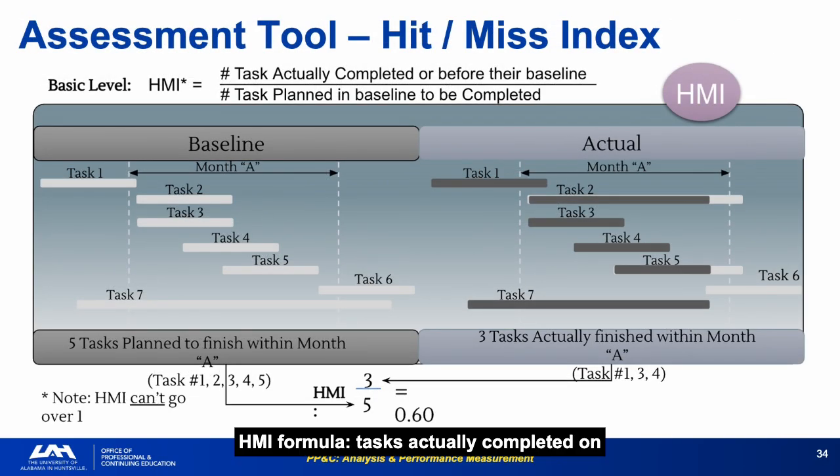HMI formula. Tasks actually completed on or before their baseline date divided by tasks planned to be completed. HMI cannot exceed 1.0. In the example, 3 tasks completed on time out of 5 planned give an HMI of 0.60. The distinction between BEI and HMI is timing. BEI counts any completion in the period. HMI counts only completions that hit their baseline date.